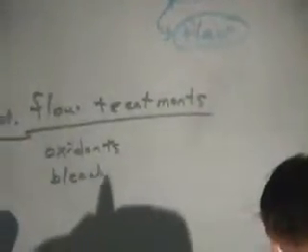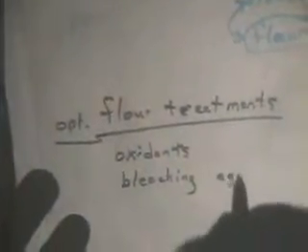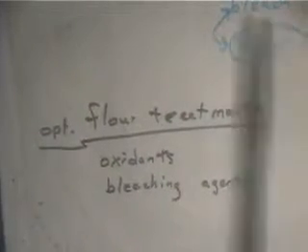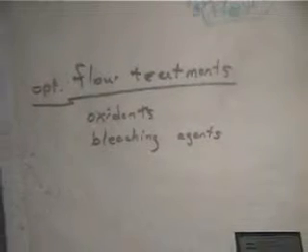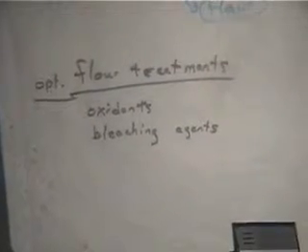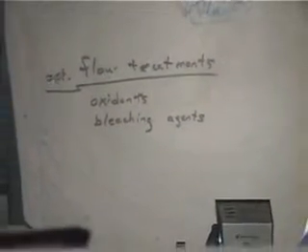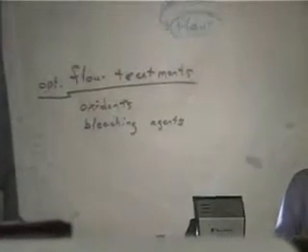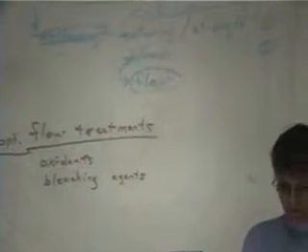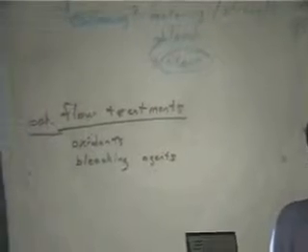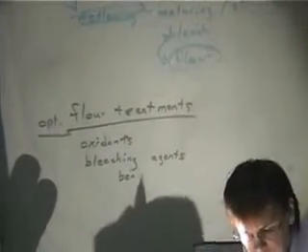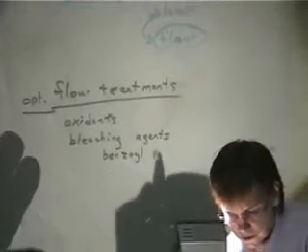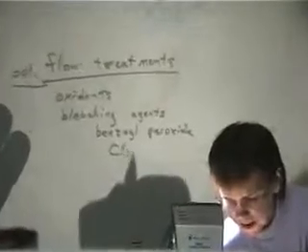You can add some bleaching agents. It helps if your flour doesn't sweat. You use your flour within days of being milled instead of having it sit around for weeks or months. And you get benzoyl peroxide. And yeah, the two most common bleaching agents are chlorine and benzoyl peroxide, and chlorine gas.